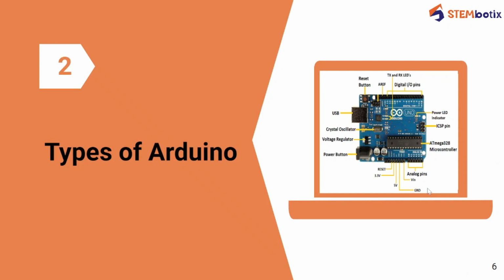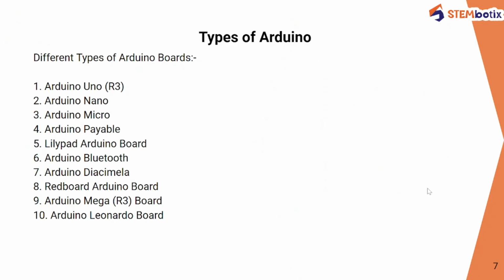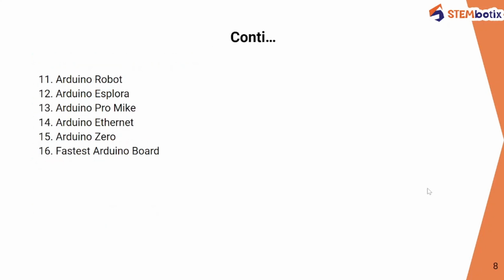Now we will go to the types of Arduino microcontrollers. There are different types of Arduino boards like Arduino Uno R3 version, Arduino Nano, which has a smaller size compared to Arduino Uno, Arduino Micro, LilyPad Arduino board, Arduino Bluetooth, which has a Bluetooth feature in the microcontroller board, Arduino Mega board, which has multiple input output or GPIO pins, Arduino Leonardo board, Arduino Robot, Arduino Explorer, Arduino Pro Mini, Arduino Ethernet, Arduino Zero, and the fastest Arduino board. These are all Arduino boards, but with different specific features. That's why we can separate them into these 16 types of Arduino boards.